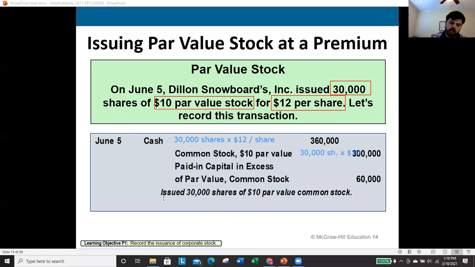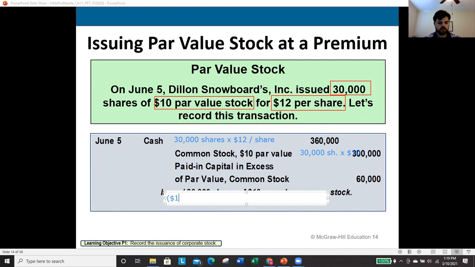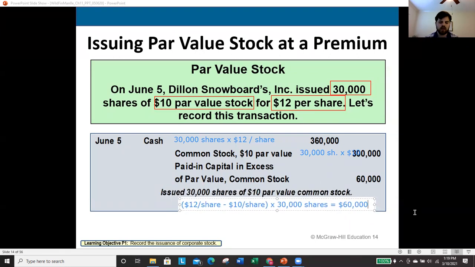If I actually want to calculate my $60,000, there are basically several ways we can do this. I'll just show you one. One of them is to say, well, okay, we actually generated $12 per share, but my par value in this case was $10 per share. So that is a $2 per share difference times, in this case, the 30,000 shares that we actually issued. This gives me $60,000, and that is the amount that I will see coming in for my account paid-in capital in excess of par value.